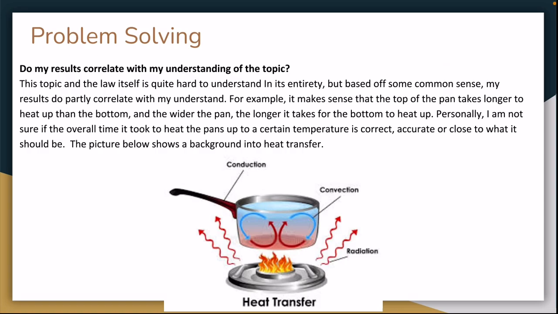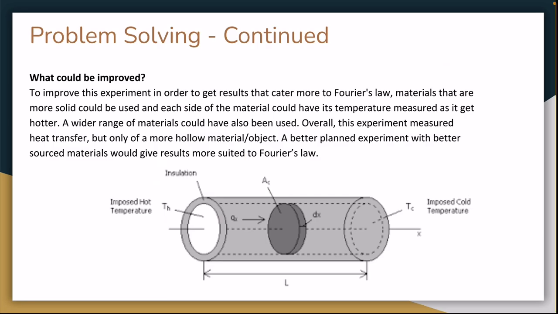Personally, I am not sure if the overall time it took to heat the pans up to a certain temperature is correct, accurate, or close to what it should be. What could be improved? To improve this experiment in order to get results that cater more to Fourier's law, materials that are more solid could be used, and each side of the material could have its temperature measured as it gets hotter, as mentioned before.